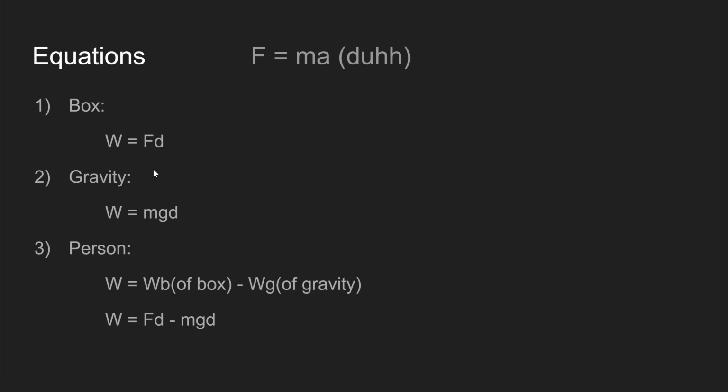So second, we look at gravity. It is just using the gravitational force exerted on the box and multiplying it by that distance. Since g is an acceleration pointing downwards, the work we get in this case will be negative.